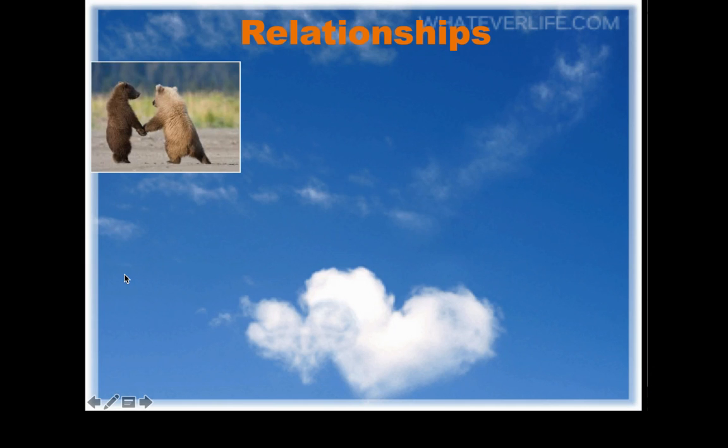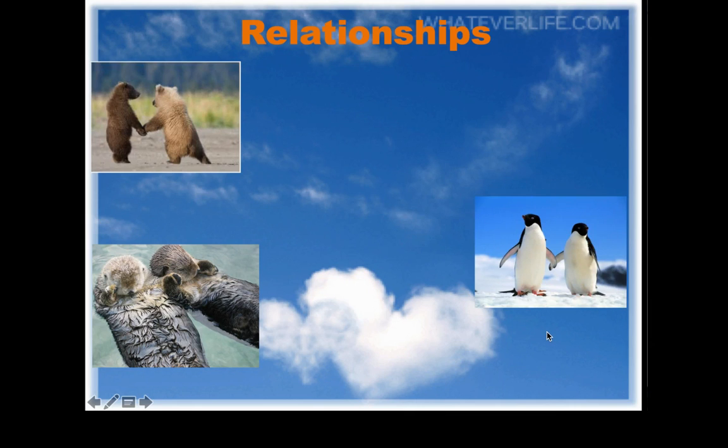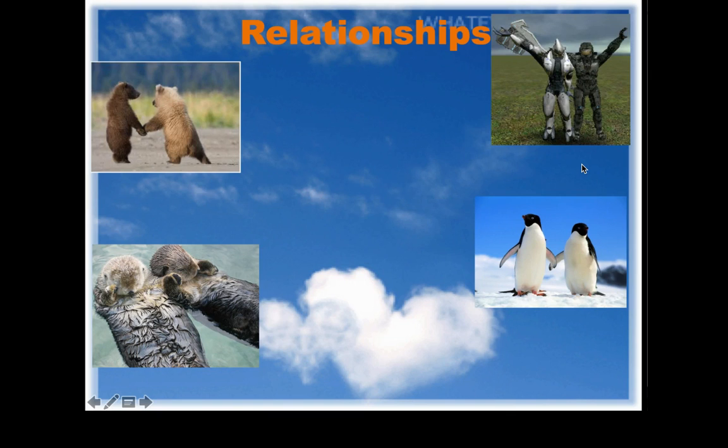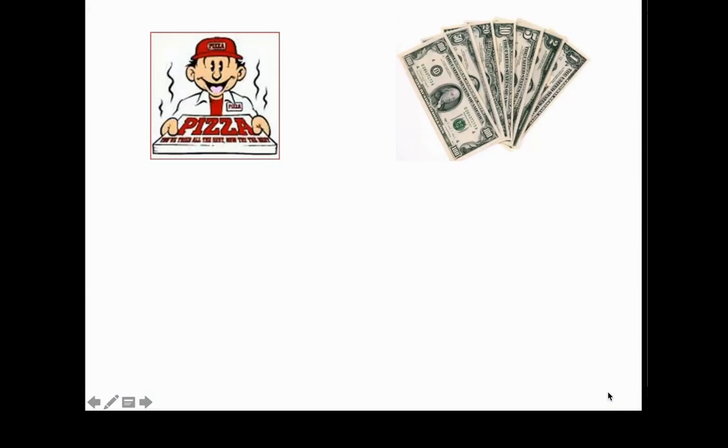So we have relationships. Here's some examples of relationships. Aw, the little otters, the penguins. I don't know what that is. Oh, we're not talking about relationships between people or animals or things.